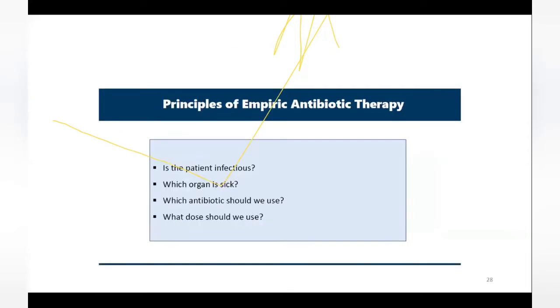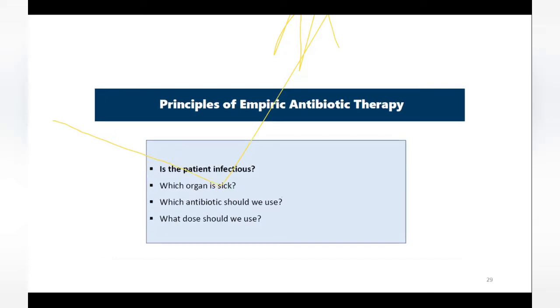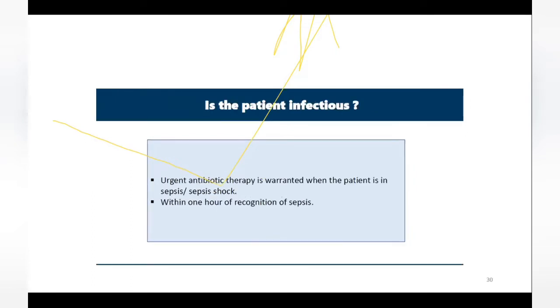So what is the principle of empirical antibiotic therapy? Let us see each of these principles of empirical therapy. When we think of an empirical therapy, 4 factors need to be considered. Is the patient infectious? Which organ is sick? Then third, which antibiotics should be used and what dose? The first thing, is the patient infectious?